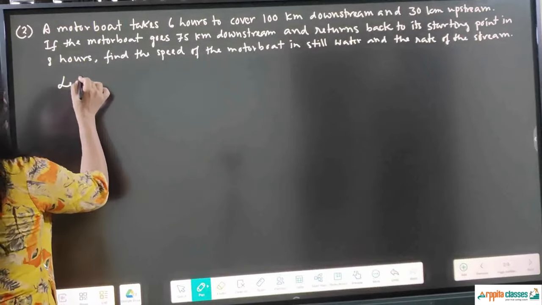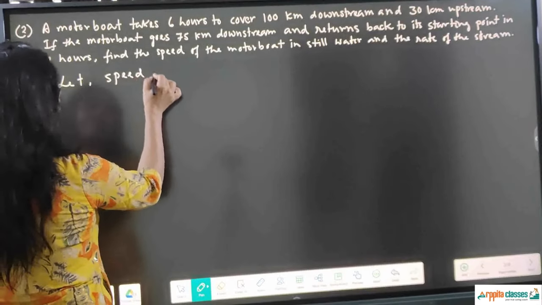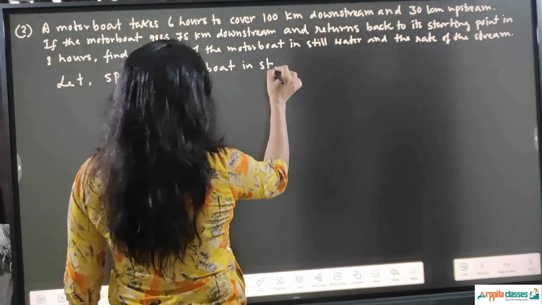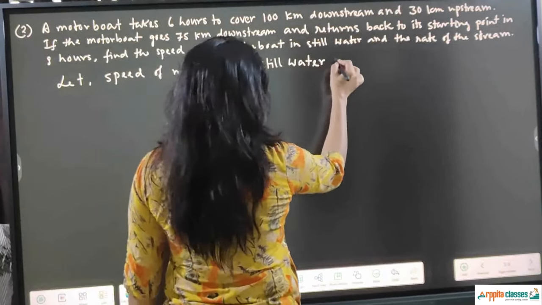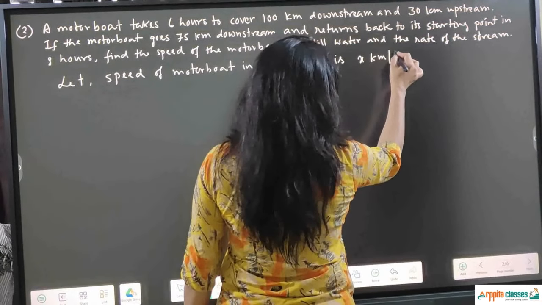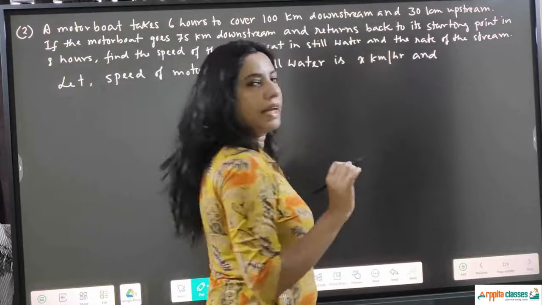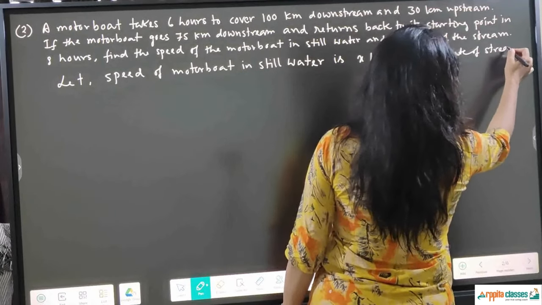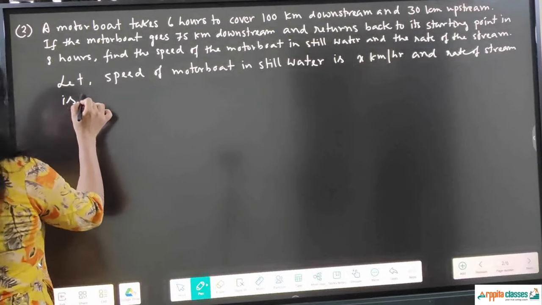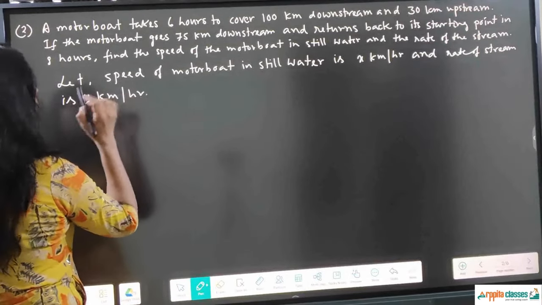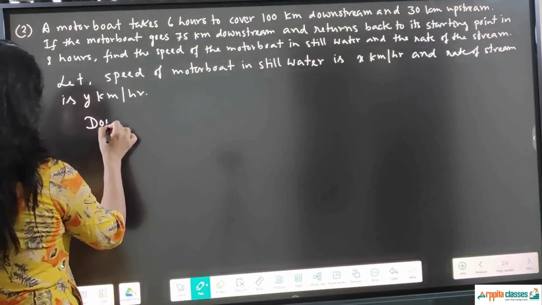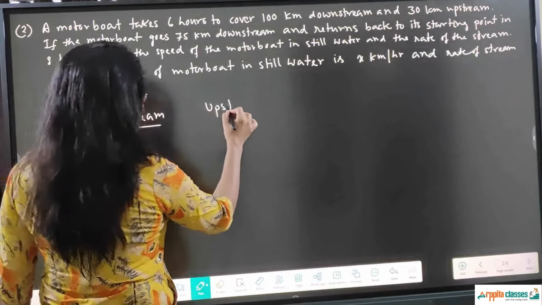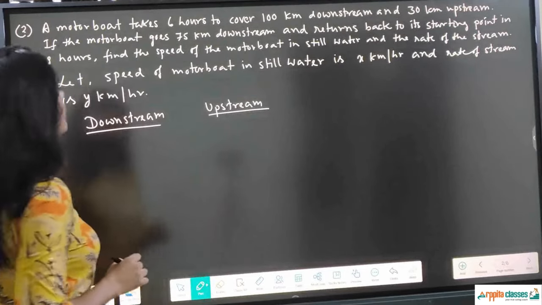Okay, so let the speed of the motorboat in still water be x km per hour, and the rate of stream, which means again the speed of the stream, be y km per hour. Now I'll make two columns: one is for downstream and one is for upstream. Okay. Now let's see the question.